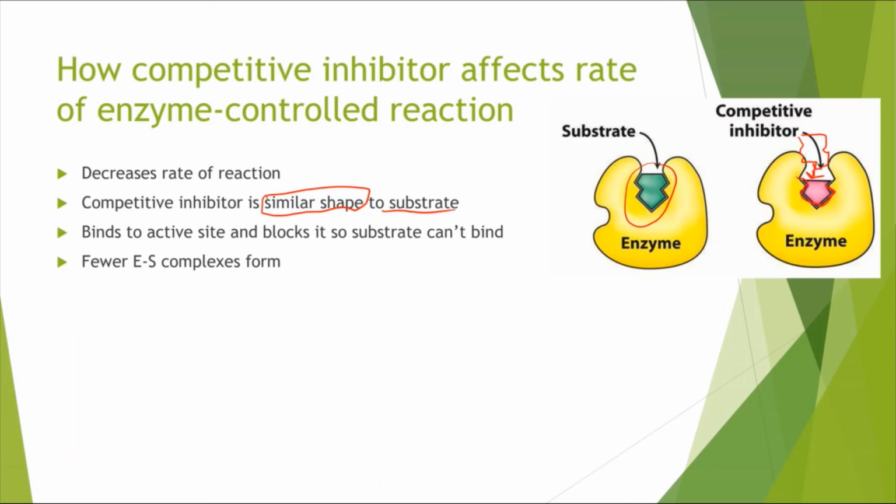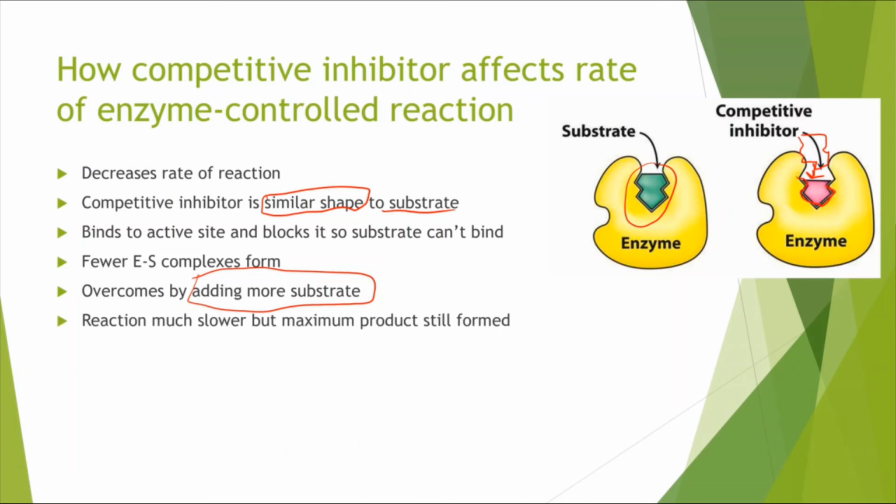So what this causes is there will be fewer enzyme substrate complexes being formed, but this inhibition can be overcome by adding more substrate. So if I was to add more substrate, then the decrease in rate of reaction could be lowered. So this can be overcome by adding more substrate. So in this, the reaction is much slower than what it would usually be, but the maximum product is still reached. So you still form the maximum product that you would normally form, but this would form much slower. We'll be looking at a graph later to help with your understanding.